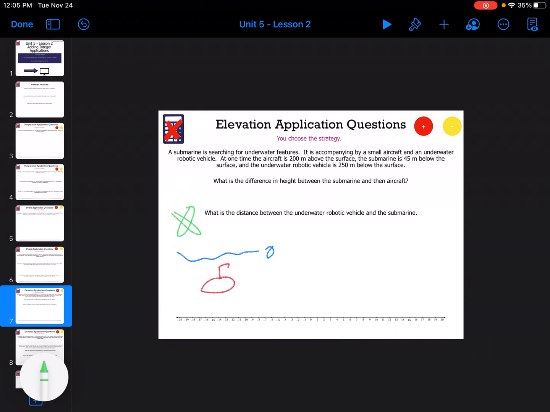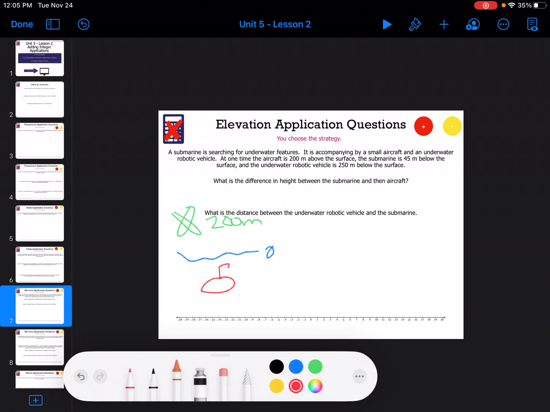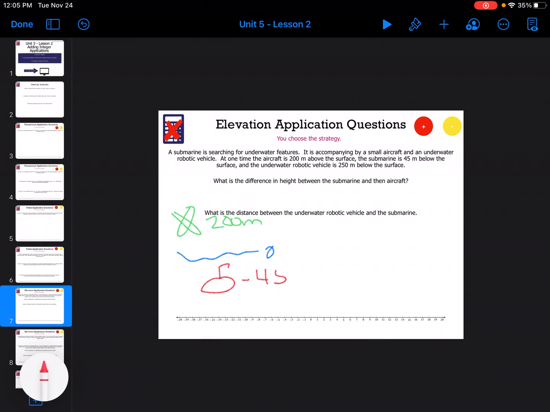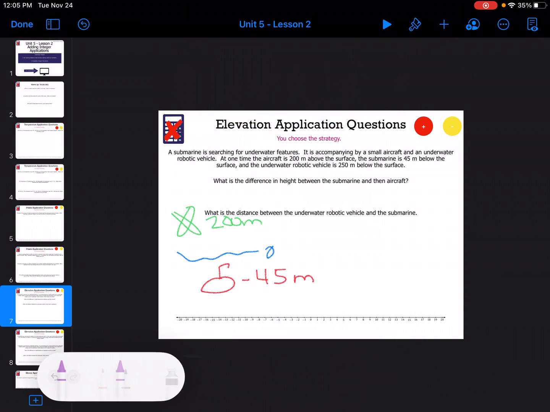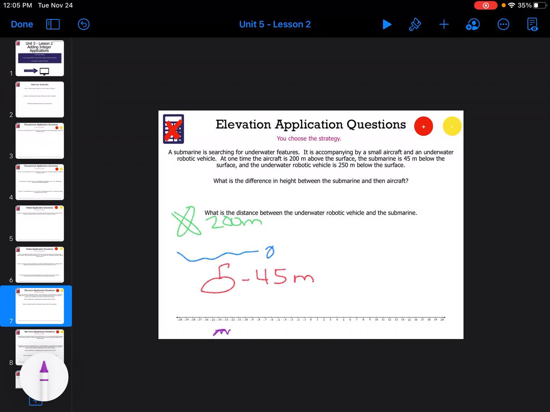I don't know if you guys can hear the airplane in the background. And then there's a small underwater vehicle. So we've still got that vehicle. I got to figure out where it's going. It says at one time the aircraft is 200 meters. So it's 200 meters above sea level. The submarine is 45 meters below sea level. So that's negative 45. And then the robotic vehicle is 250, so it's way far down there. So I'm going to change colors again, and I'm going to go way down here. So this is my underwater robotic vehicle, and it's negative 250.